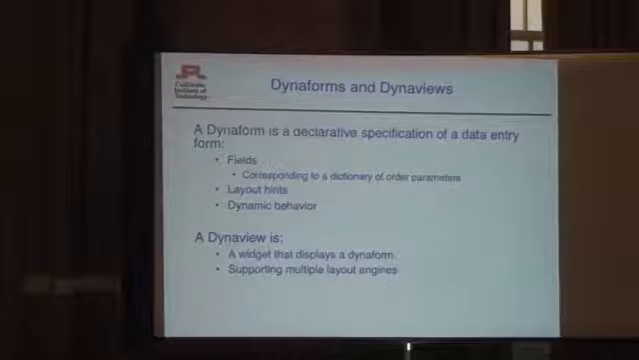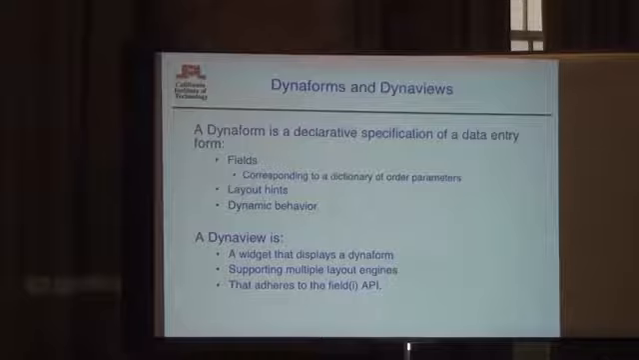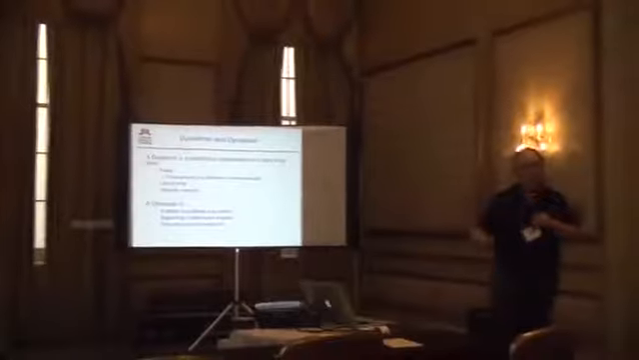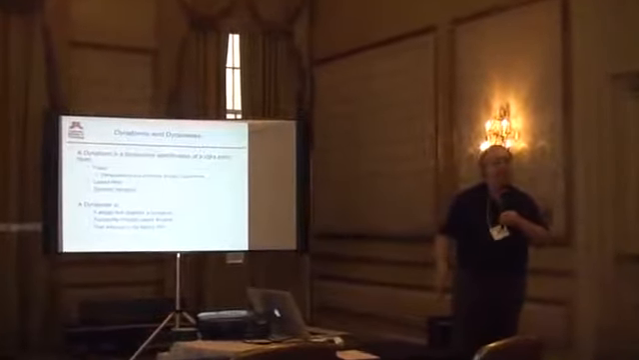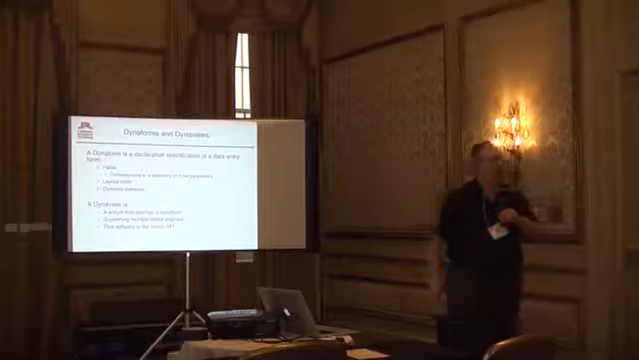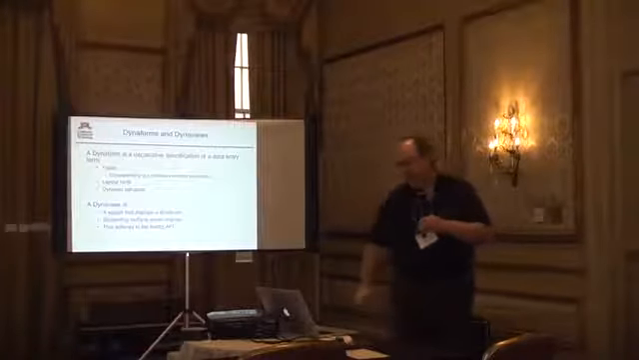We can add in yet another layout engine and have the individual forms say, I want to use the new one rather than the old one, and we don't need to fix the old ones. They continue working until they're replaced. And Dynaview also adheres to that field API. So if I have an order that has a complex dict-valued order parameter type, I can use a Dynaview as a field in an order dialog. So it can be used hierarchically.